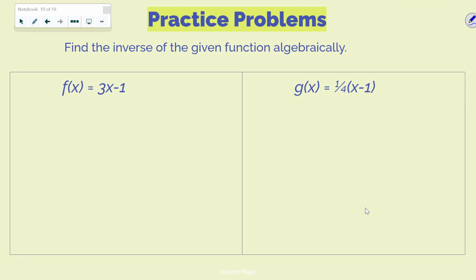Switch x and y. Switch x and y, but I don't see y here. What's the same as y? F of x. Yeah, so I know y is the same as f of x, so that means I'm going to swap. So x will equal 3y minus 1. Now I want to solve for y. How would I do that? What would I need to do first?